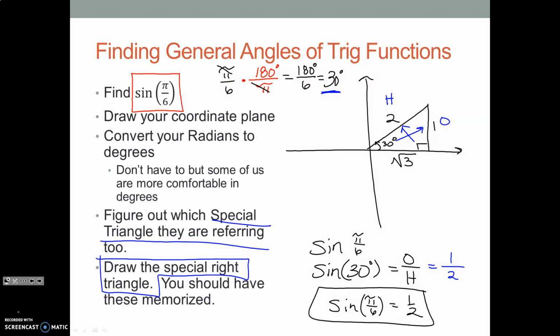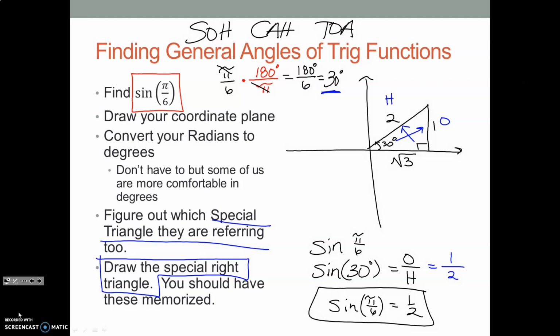And that's it. You're going to draw your coordinate plane like that. Once you figure out what special triangle you are doing, you fill in that special triangle, and then you just answer sine. Remember our SOH CAH TOA: opposite over hypotenuse, it asks for sine, and I just fill in my numbers, and that's my answer.